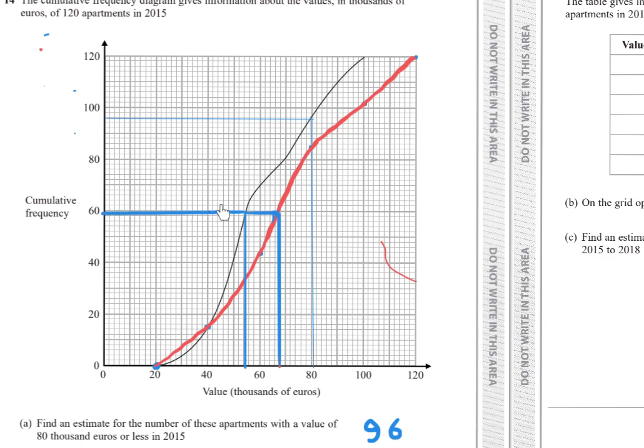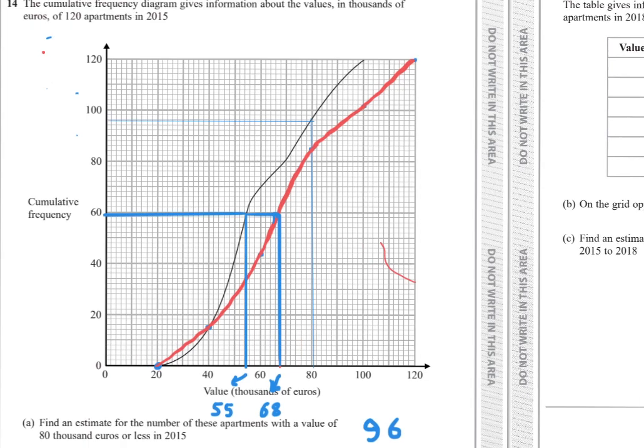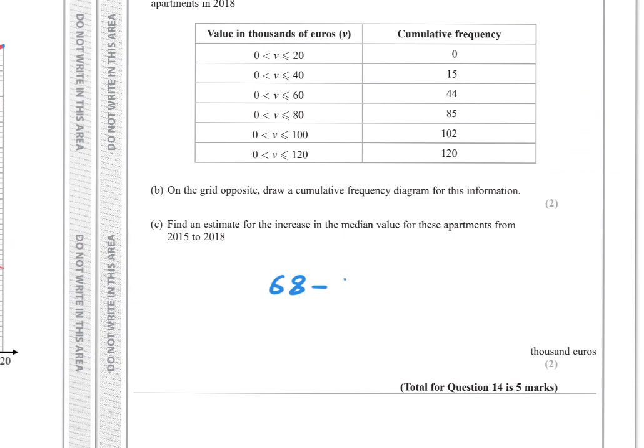The median for 2015 is approximately 55. And the median for 2018 is about 68, because 4 small squares after 60, so 68. Now to find the increase in median, 68 minus 55. So 68 minus 55 equals 13.